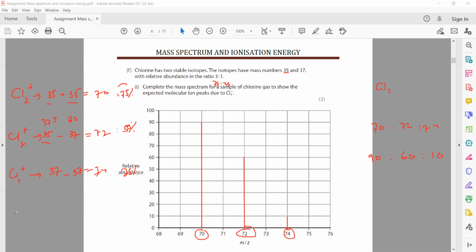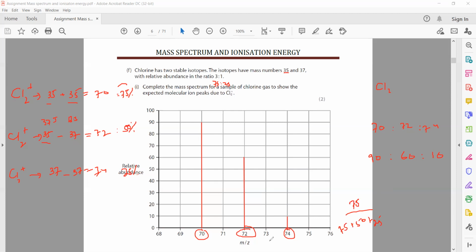So when we take the total percentage for the first one, for Cl2, it is 75 divided by the sum, which is 75 plus 50 plus 25. So 75 plus 50 plus 25 is 150. So 75 divided by 150 is equal to 50%. 50% is for 1, and for 2 it will be twice of that.